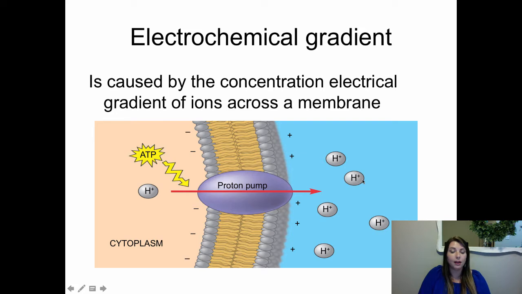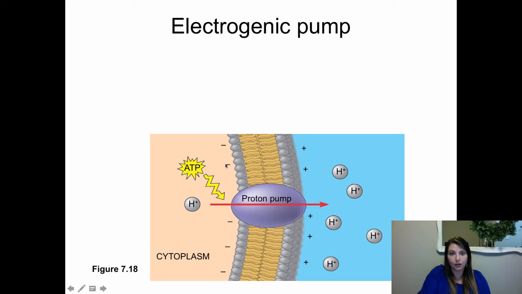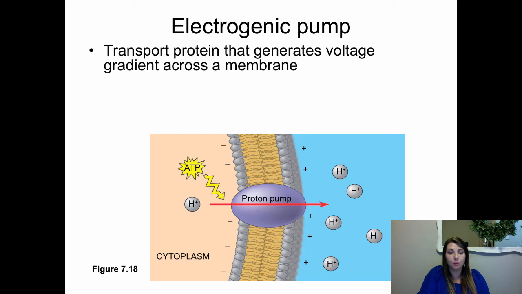Normally anything positive is going to have a greater affinity for something negative. That's why we need that ATP to push this against that concentration gradient. So an electrogenic pump will transport protons, and it will generate a voltage gradient across this membrane. So we see here we have that electrochemical gradient created by the difference of charges on each side of the membrane.